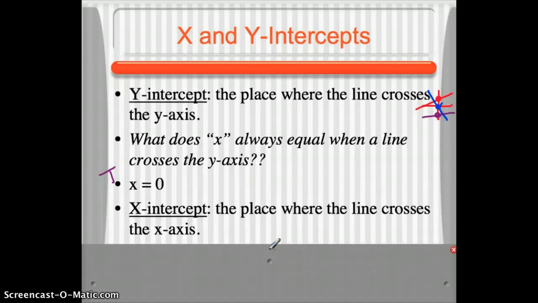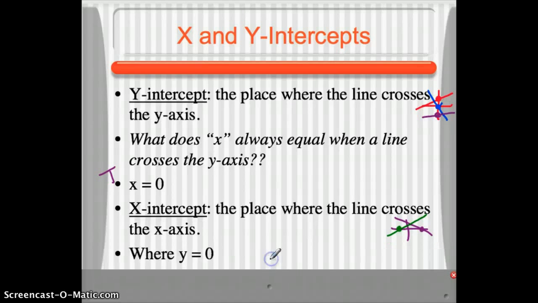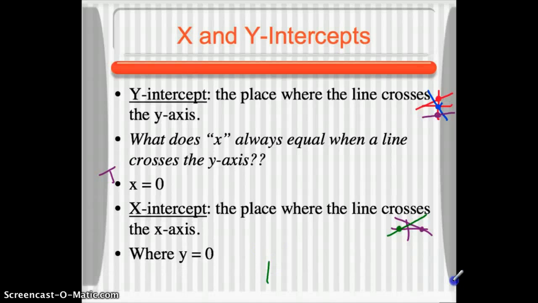X-intercept, the place where the line crosses the x-axis. This time if we have a graph like this and you have your line, right here would be my x-intercept where it's crossing the x-axis. I want you to do a similar little thinking here. y always equals the same value at that place, and hopefully you said y equals 0. I think this is a really important concept.